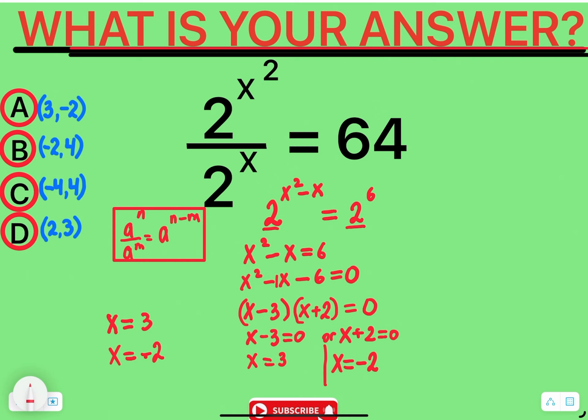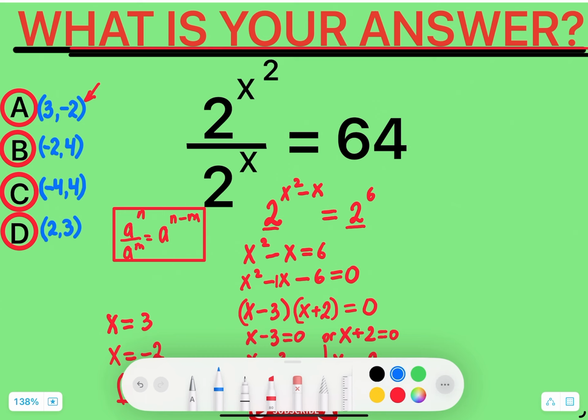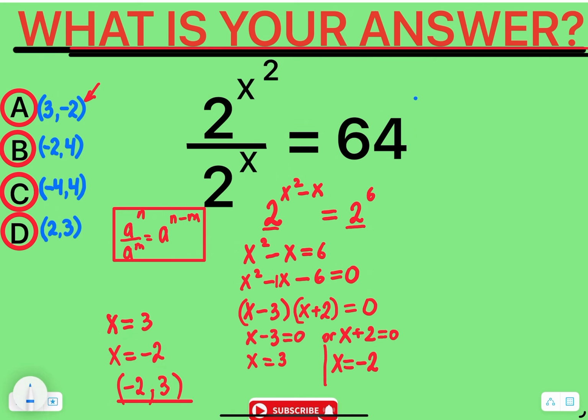We write these answers this way: inside the parentheses, the smaller one in front and the bigger one at the end. So we have this answer here. A is the correct answer. We can check if we plug these numbers here, we will get the same answer. Let's do this together. Let's do the check here.